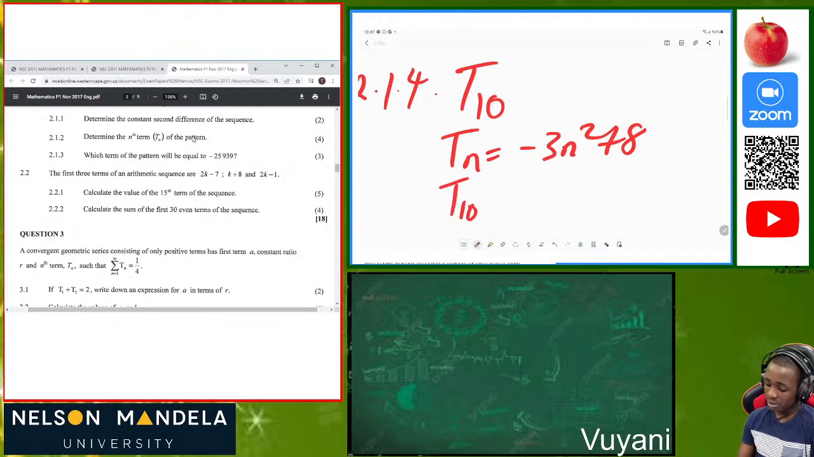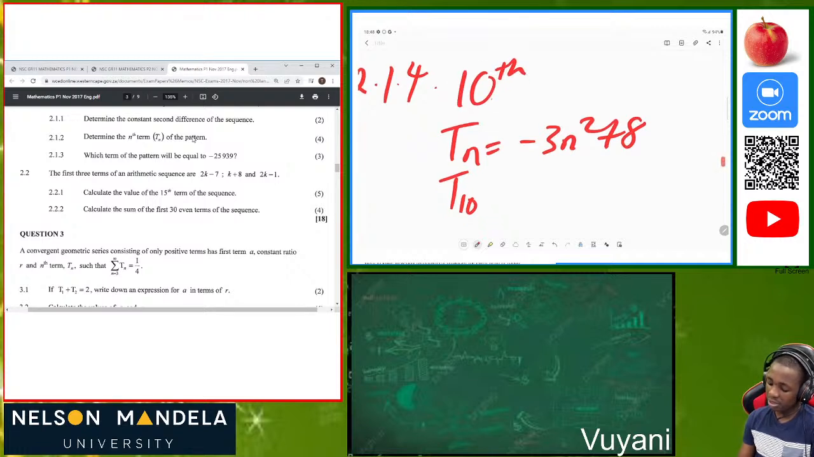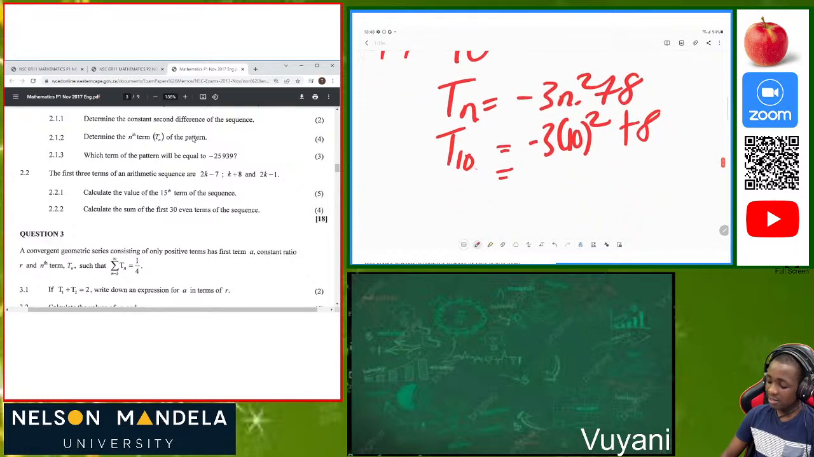So we now substitute n with 10 so that we can find the actual value of term number 10. So that will be negative 3 times 10 squared. Where there is n, we replace with 10. Then we have plus 8. We know 10 squared is 100. 100 times negative 3 is negative 300. Negative 300 plus 8, that will be negative 292.